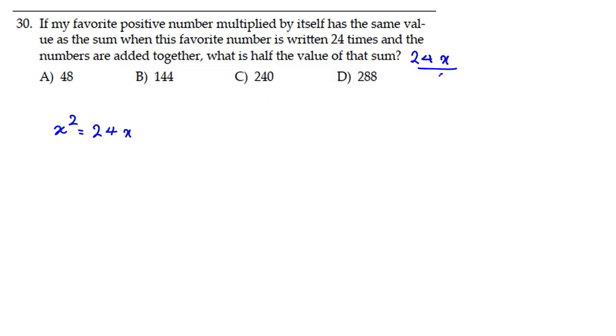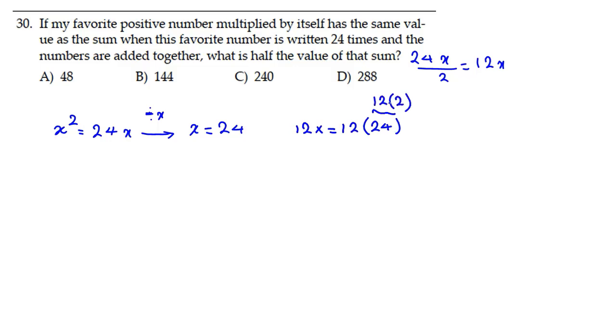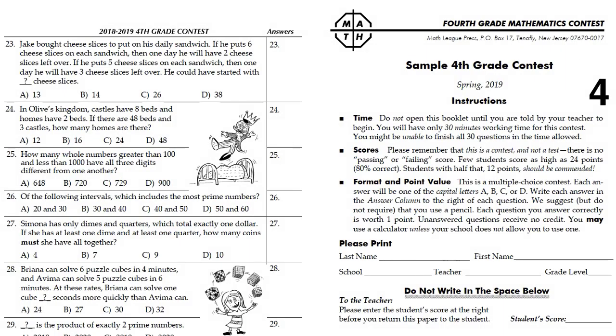So x squared equals 24x, and we want 24x over 2, which is 12x. Here, because it is positive, we can divide both sides by x. It is not 0, so x is 24. 12x is 12 times 24. And 24 is 12 times 2. 12 squared is 144. 144 times 2 is 288. Okay, so we've solved this.